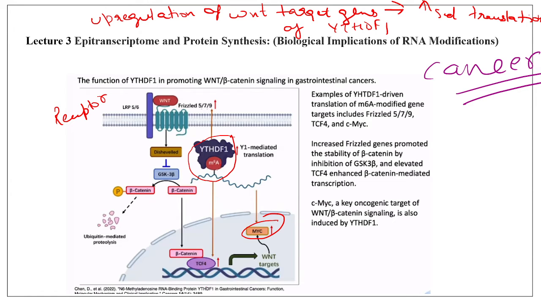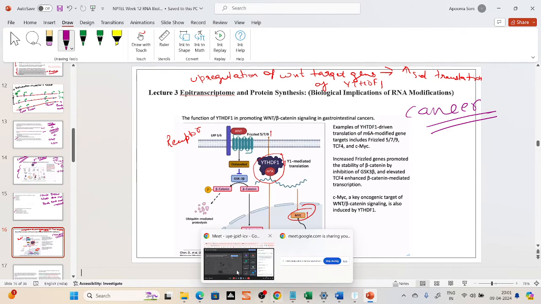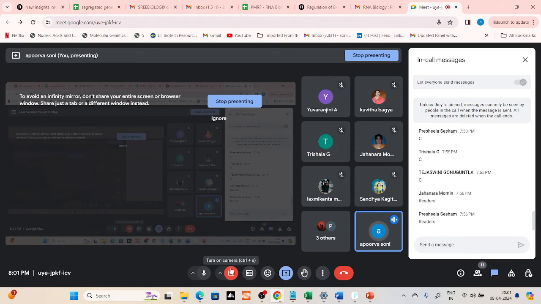So if this modification is present, then what will happen? This modification will cause increased production of Frizzled and LRP5, and therefore more receptors are there to join Wnt. So the Wnt pathway is upregulated. Ultimately, the gist is that the Wnt pathway is upregulated because of this M6A modification. Is it clear to everybody how this modification is causing the upregulation of this pathway? Is it clear, or do you have any doubts?